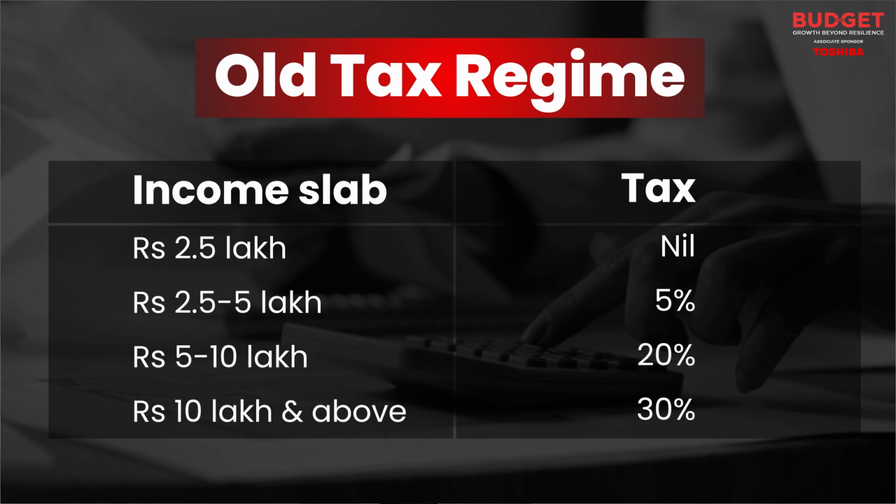Now, a lot of you will already be familiar with the old tax regime, but let's run through it just the same. There are just 4 slabs here. Income up to 2.5 lakh is tax-free once again. Income between 2.5 and 5 lakh rupees is taxed at 5%. 5 to 10 lakh rupees is taxed at 20%. And everything that you earn above 10 lakh rupees is taxed at 30%.